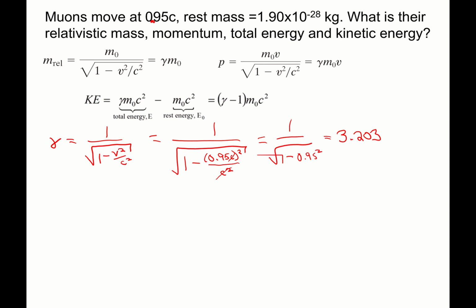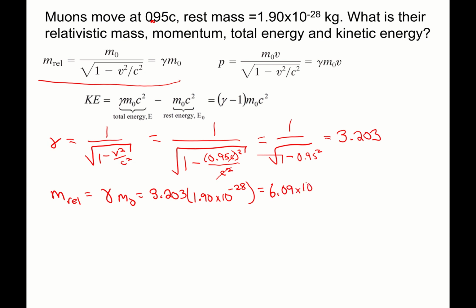So now I've got my gamma, I can start to put things into the equation. Remember, first thing, it wants relativistic mass. So relativistic mass is gamma times m0. Gamma is 3.203, m0 is 1.90 times 10 to the minus 28 kilograms. And so I get my relativistic mass is 6.09 times 10 to the minus 28 kilograms. So it's 3.2 times heavier than when it was stationary.